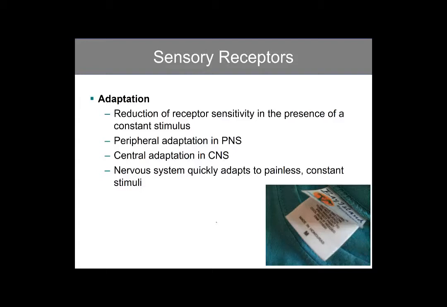Adaptation is a reduction of sensitivity in the presence of a constant stimulus, and we can adapt both peripherally or centrally. And our nervous system is very quick to adapt to stimuli that are painless or constant. So for instance, when you put your shirt on in the morning and you feel the tag in the back of your shirt, that is a constant signal that is being sent to the brain, and the brain is going to adapt. It doesn't need to recognize the fact that you have a tag in the back of your shirt, so it adapts. And that's very frequent with constant stimuli.